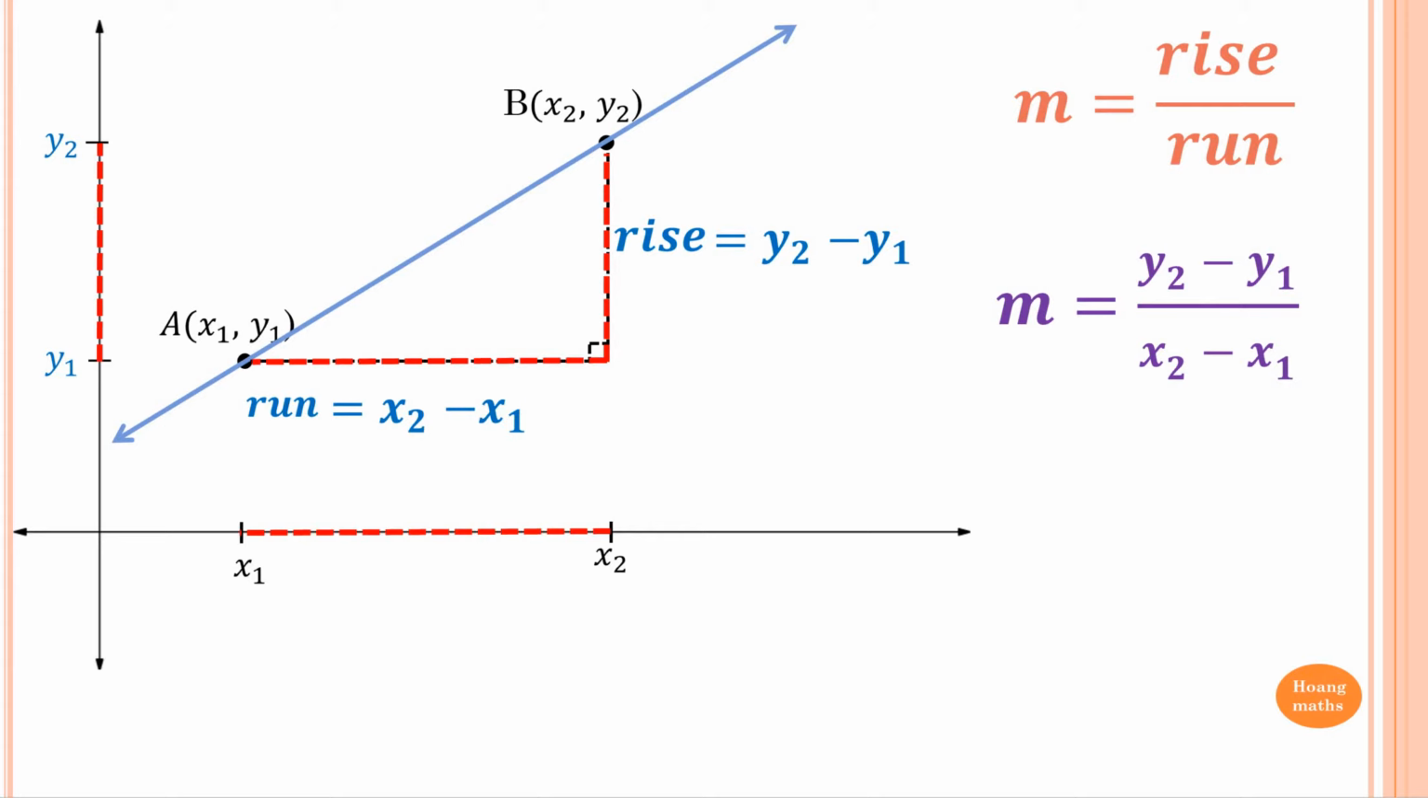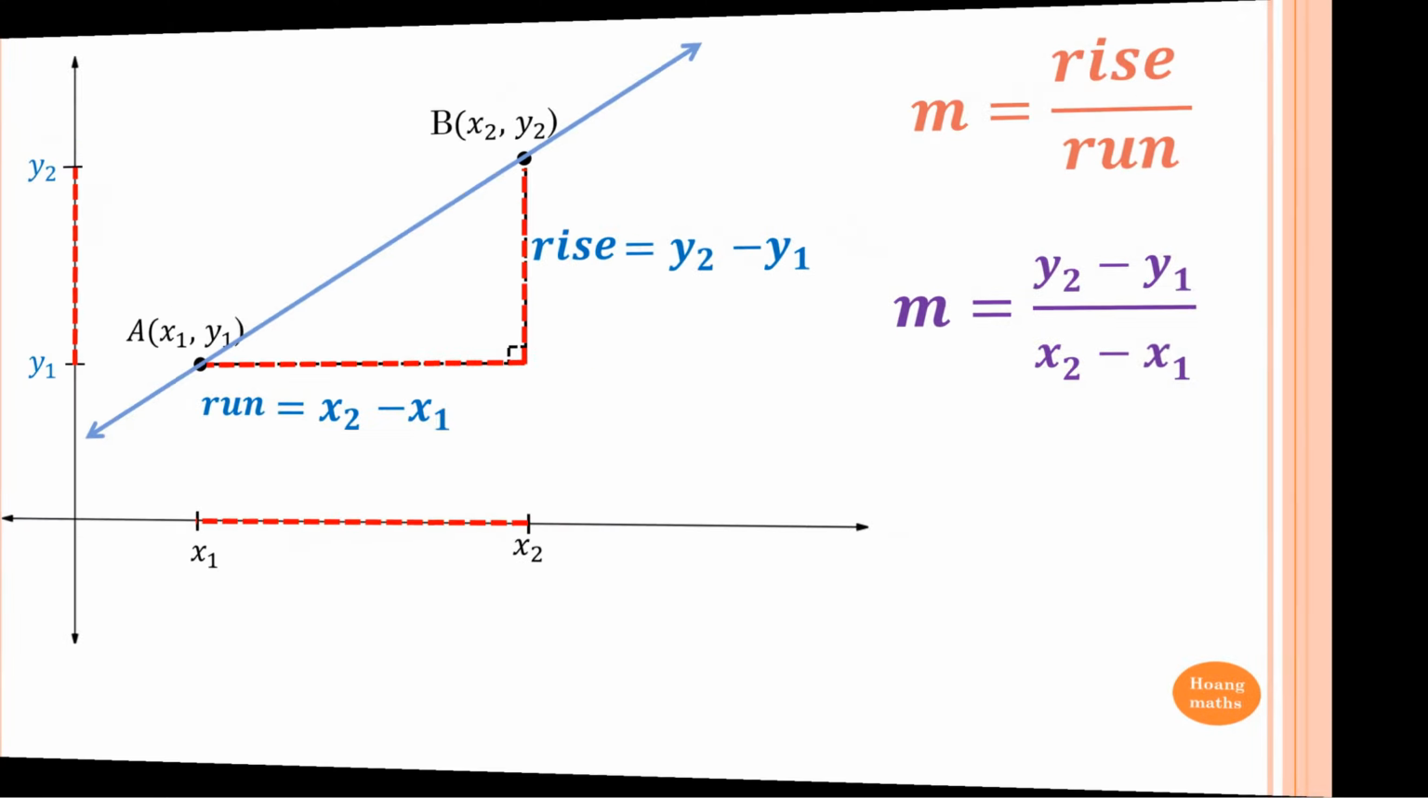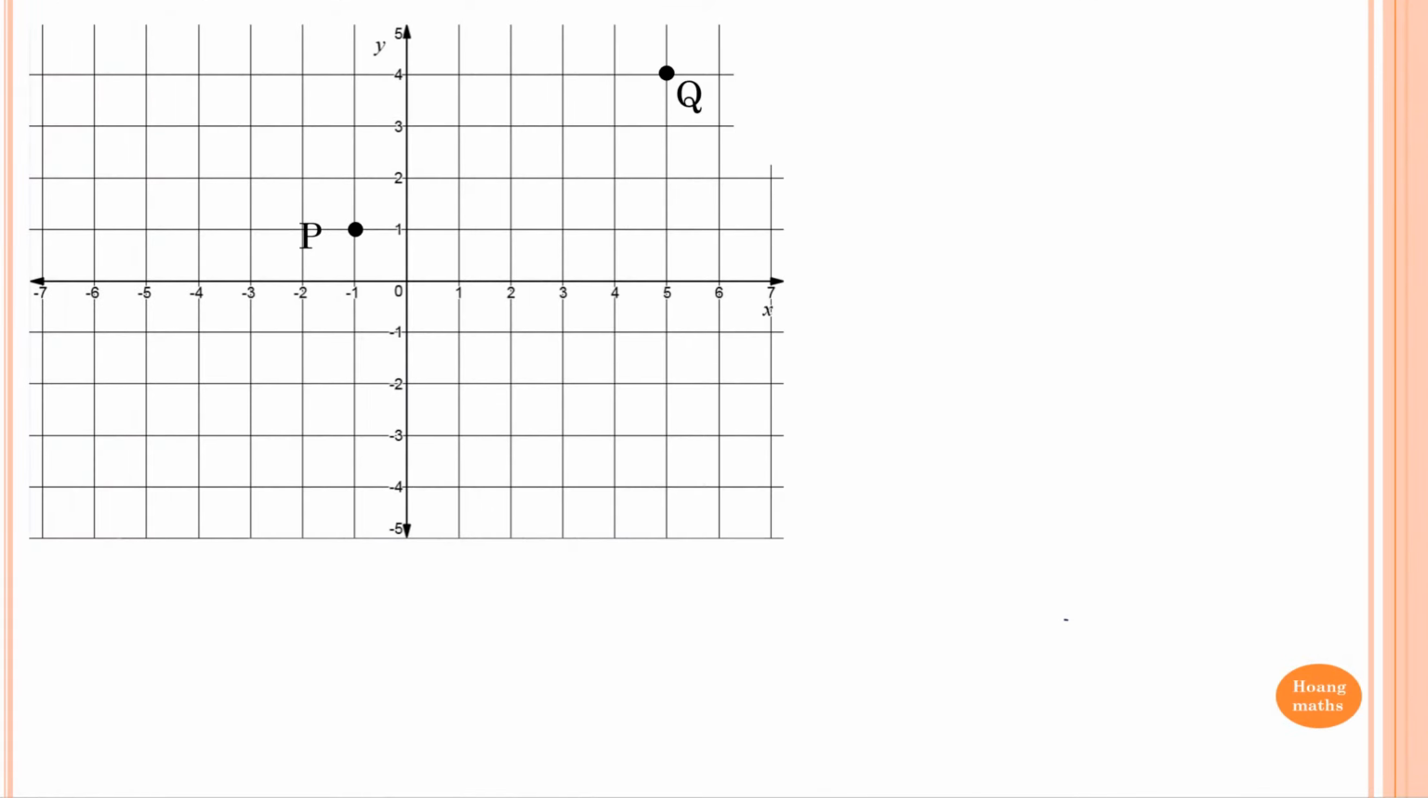So if any 2 points are given, we can use m equals y2 minus y1 over x2 minus x1 to find the gradient. Let's have a look at this question here.